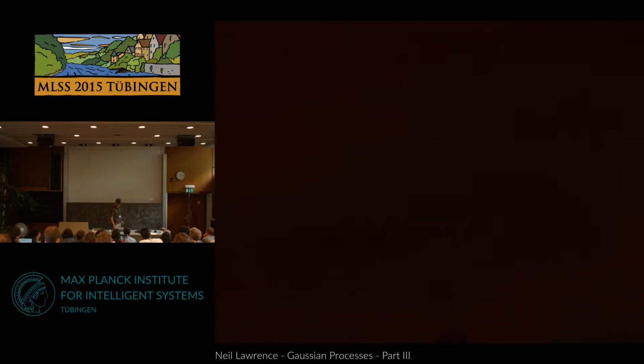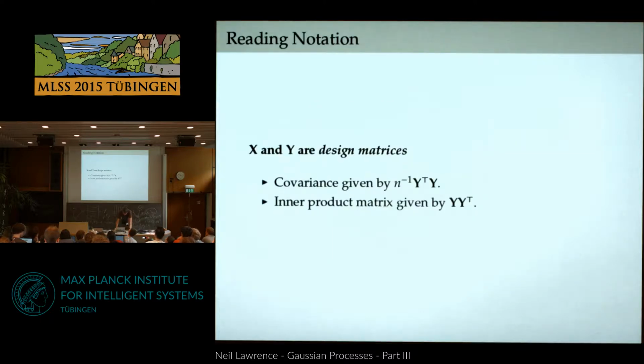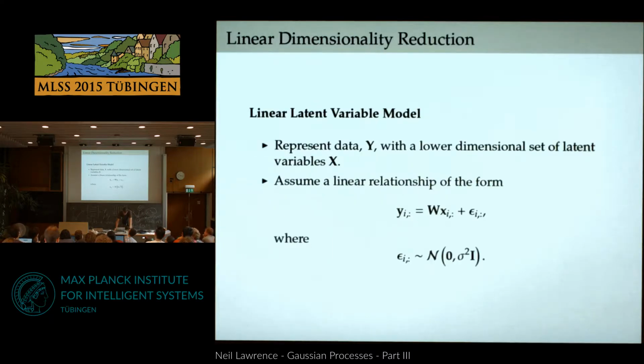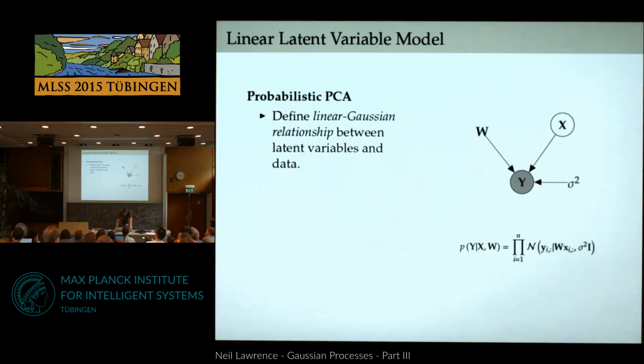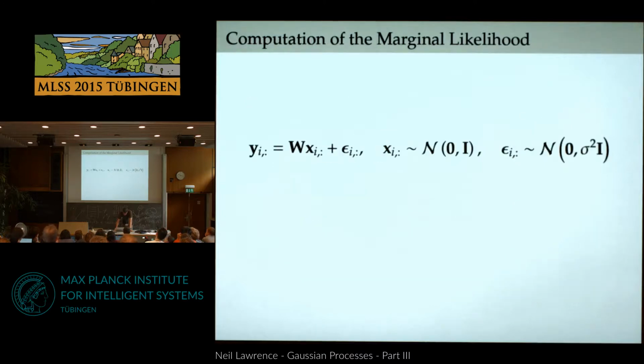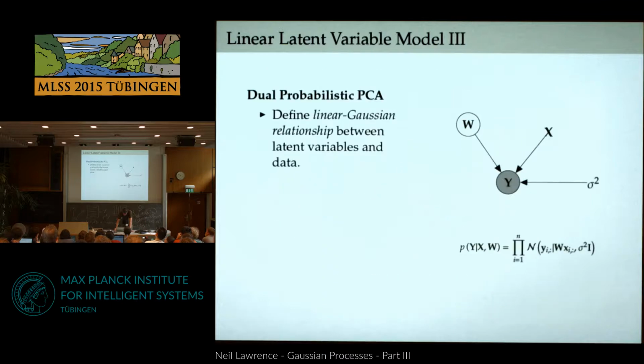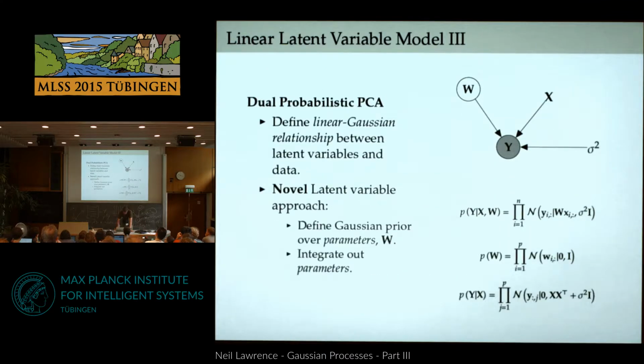Okay, so these are just the definitions of the terms we're using, similar to what we've used before. And then this is the important point. This is the model on the right, the model graphically for probabilistic PCA. And this is the same thing for dual probabilistic PCA. So we're now at this point here.